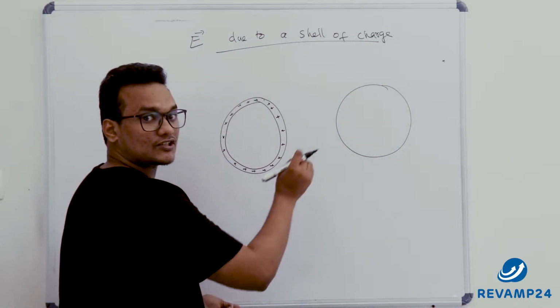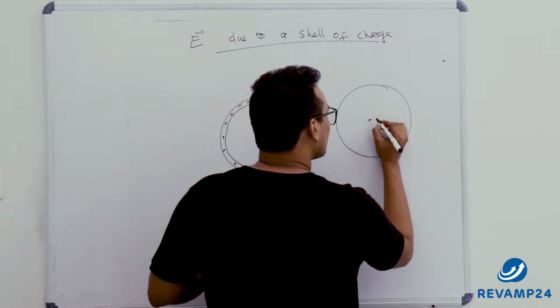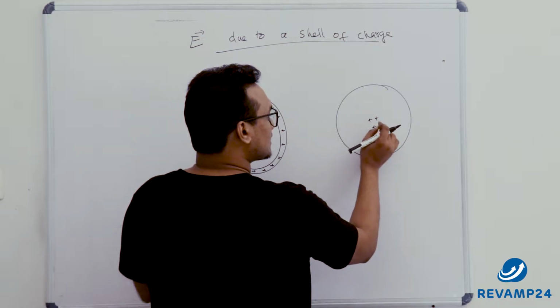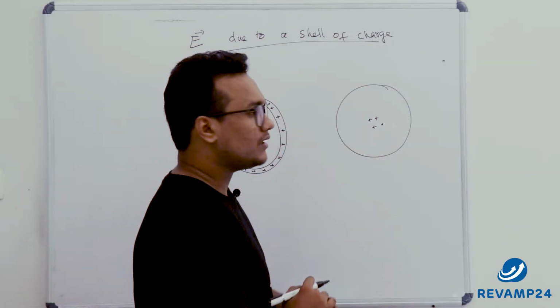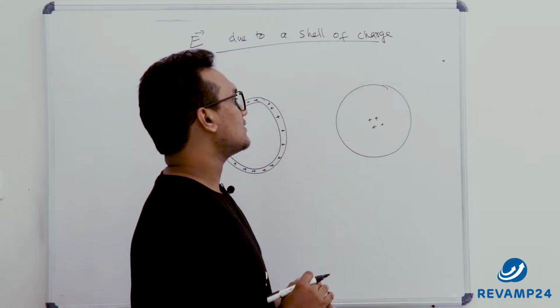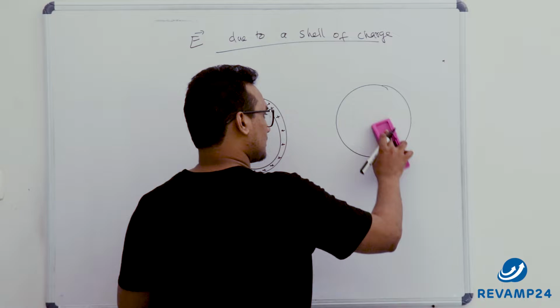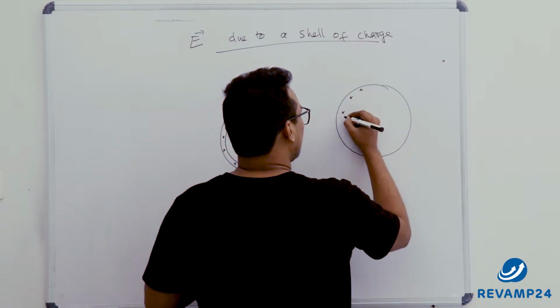sphere, but it should be a conductor. So even if you are giving a certain positive charge inside, all these charges will be repelled and taken outward. Why? Because these are conductors and conductors allow movement of charge. So this conductor allows movement of charge and these charges will be residing at the surface.